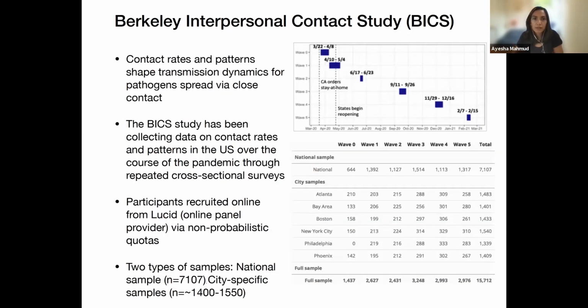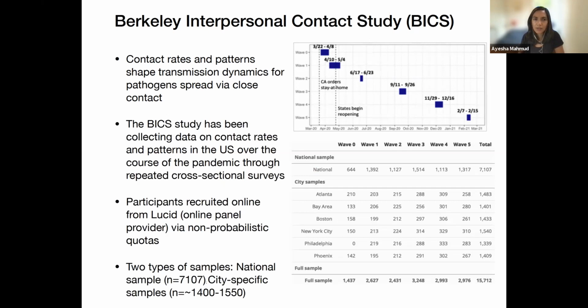So we started the Berkeley Interpersonal Contact Study, the big study, in March of 2020. So our first wave, which is our pilot wave, was started on March 22nd. The survey has changed quite a bit actually since March, because when we started in March, we were scrambling to get the funding and to get the survey going, and the lockdown had just been announced in the Bay Area, at least.